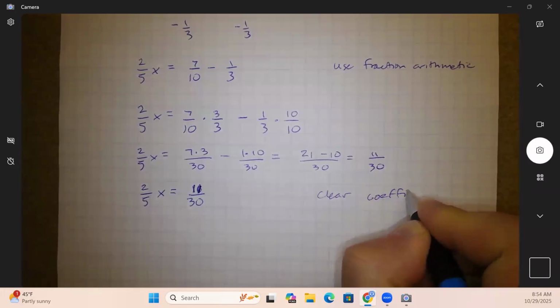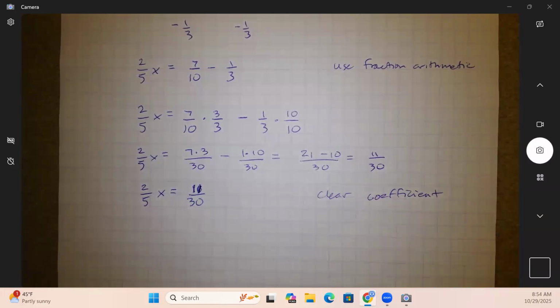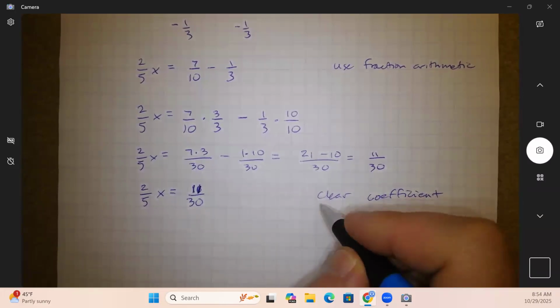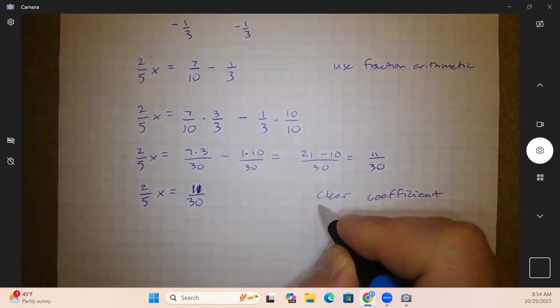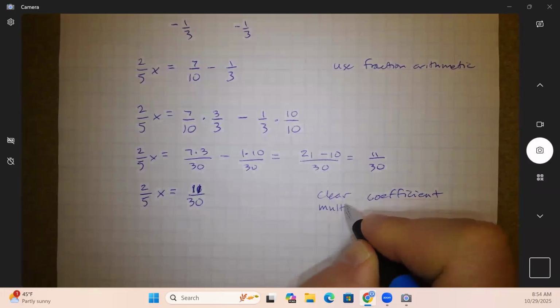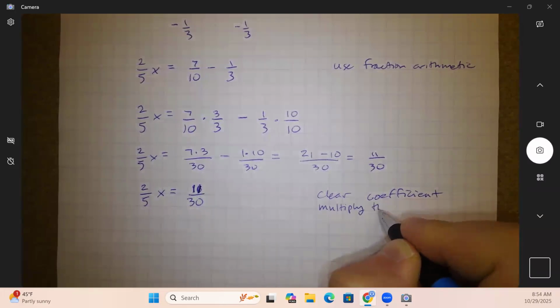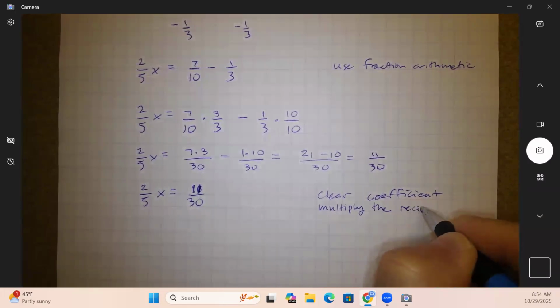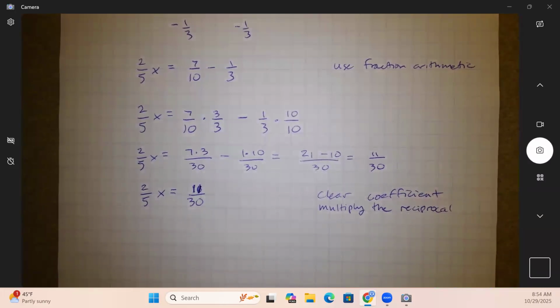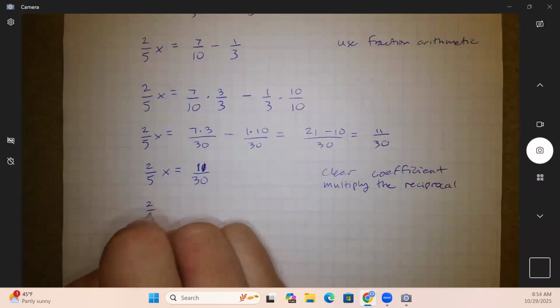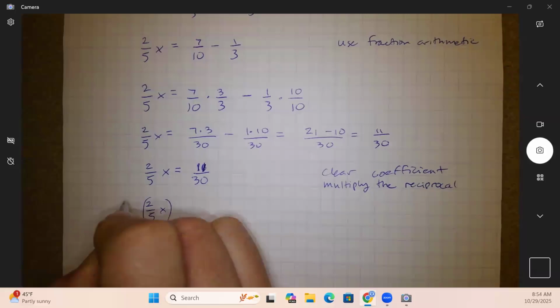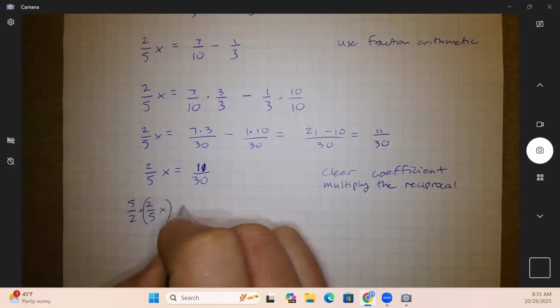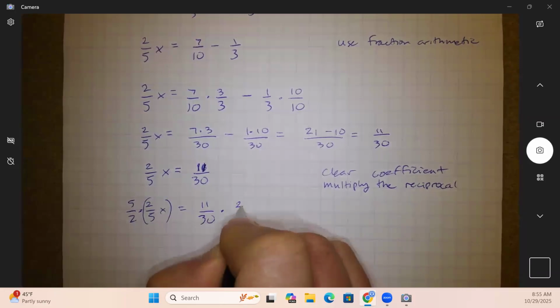So now we want to clear the coefficient. And how do we clear the coefficient when it's a fraction? Multiply by the reciprocal of the coefficient. So the 2 over 5x, we're going to multiply by 5 over 2. And then we make sure we do that on both sides.